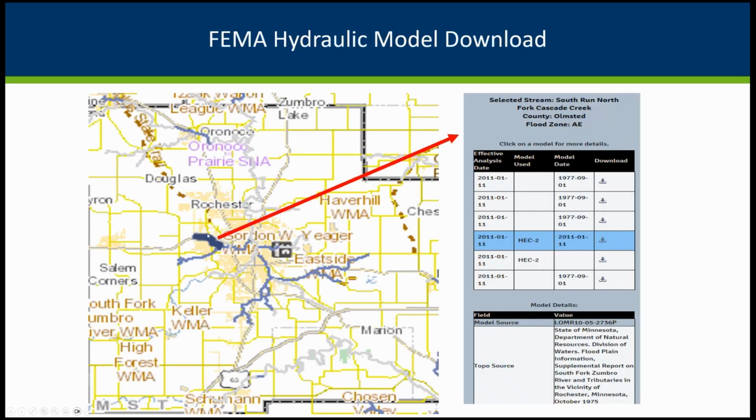In some cases, you'll find a reach that has multiple models associated with it. So sometimes there are historic, older models there, which can be very helpful for understanding how an area was mapped in the first place. But generally, you'll want to use the most recent model, as that would be the effective model.